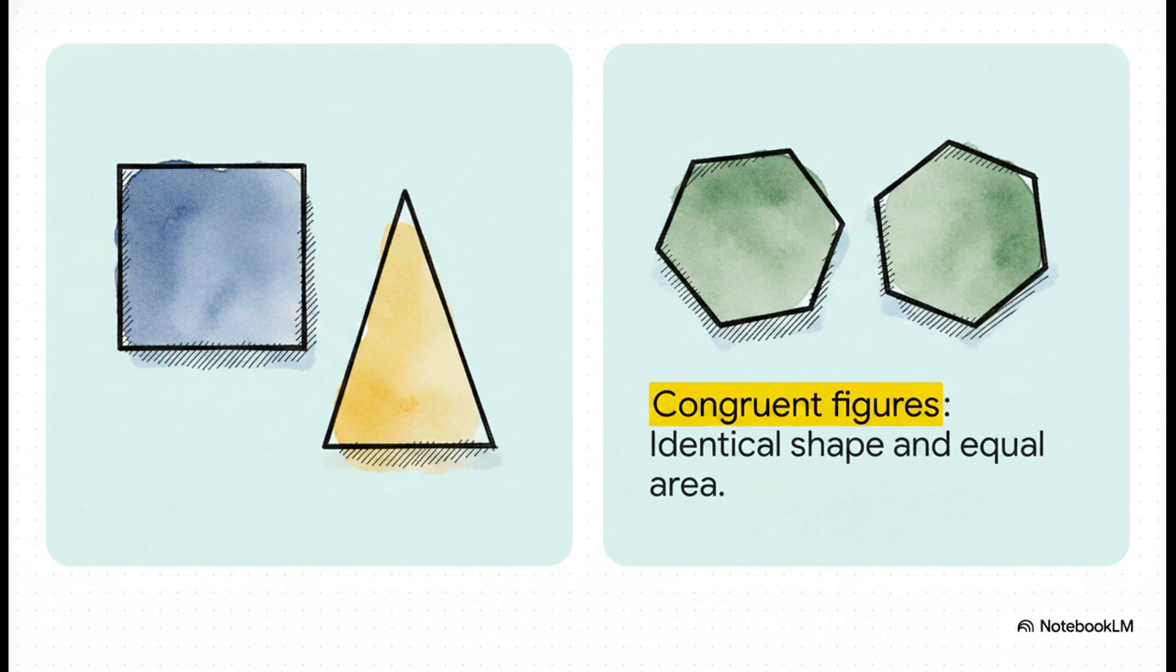Congruent figures, though, that's your strict photocopy. Identical shape, identical size. So all congruent shapes have equal areas for sure, but equal areas absolutely do not mean the shapes are congruent. They can look wildly different, as we're about to see.